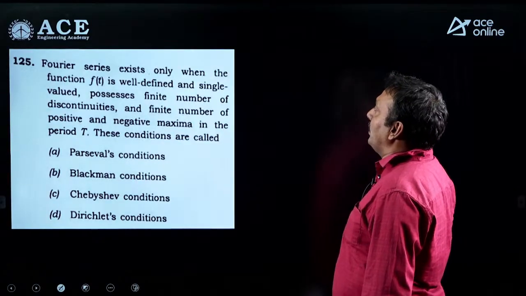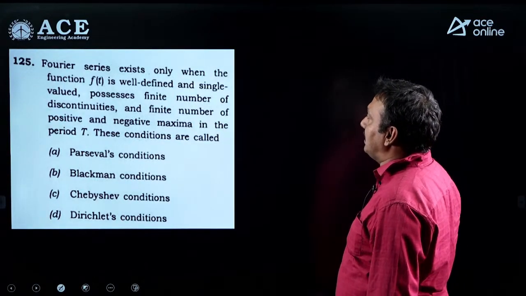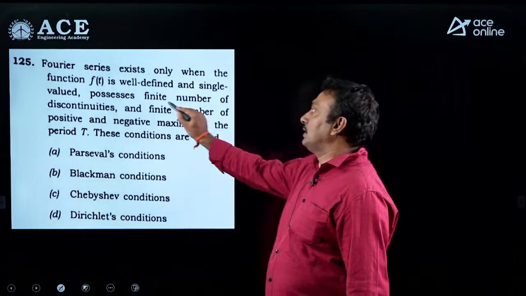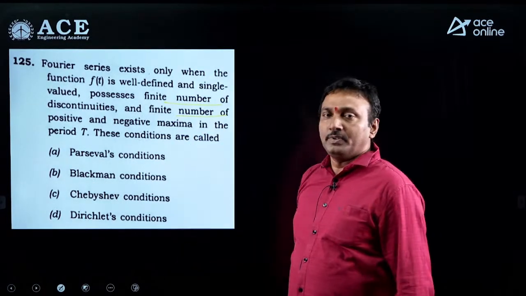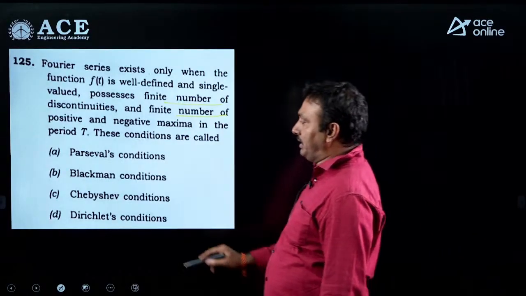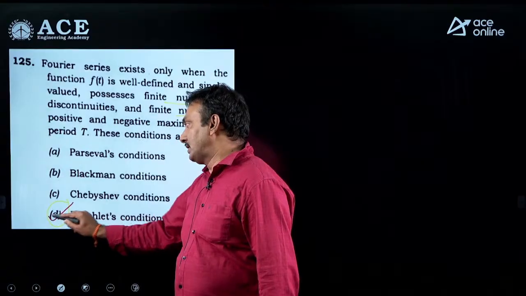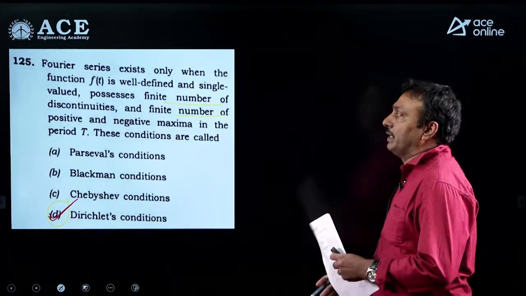Fourier series exists only when the function is well defined and single valued, possesses a finite number of discontinuities, a finite number of maxima and minima, and is absolutely integrable over one period. These are generally called which conditions? Convergence of Fourier series. They are named the Dirichlet conditions. Convergence of Fourier series, straightforward.